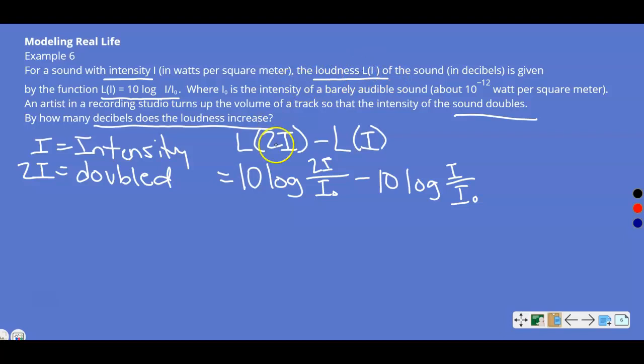All right, if we look at these here, we can see that they both have a 10 in common. So first thing we're going to do, let's factor out this 10. If we bring out the 10, that leaves us log of 2I over I sub 0, minus, again, we pulled out the 10, so it leaves us log of I over I sub 0.